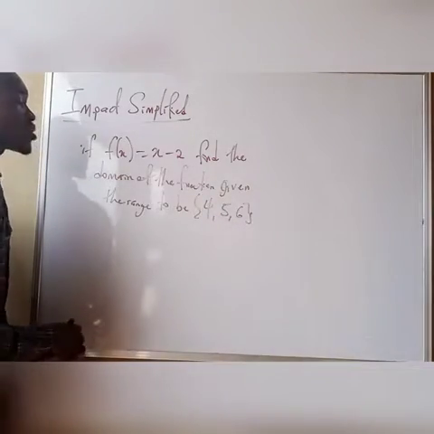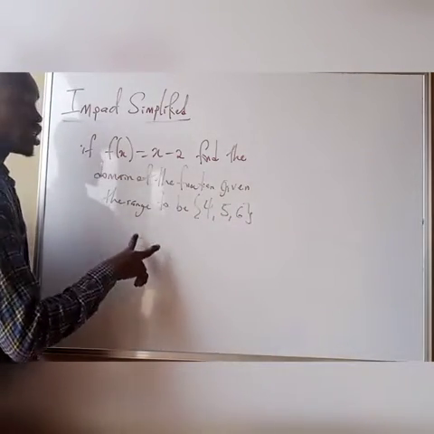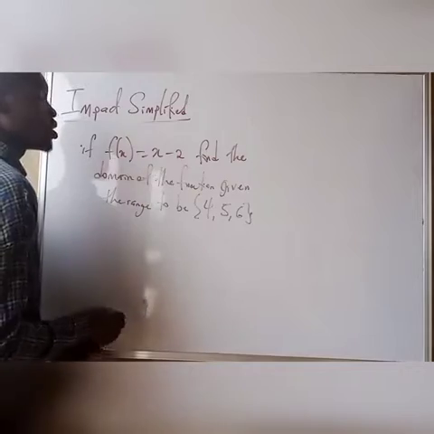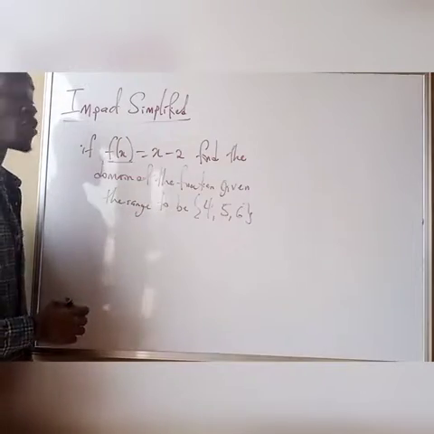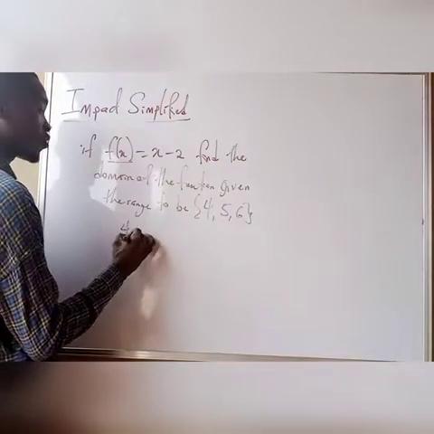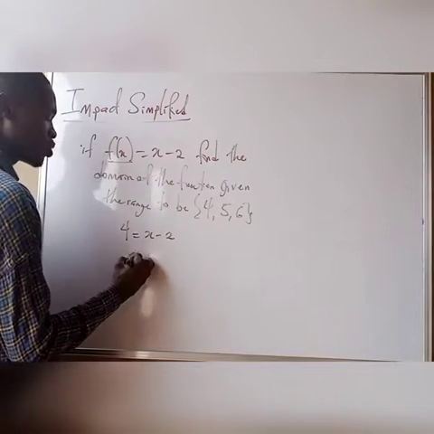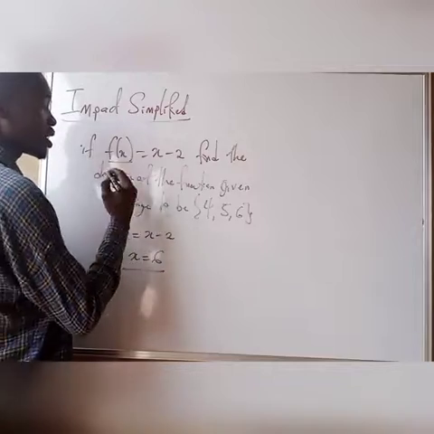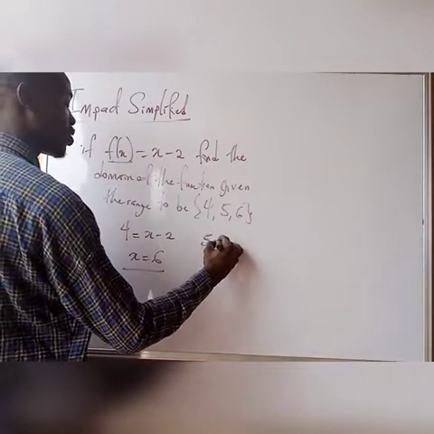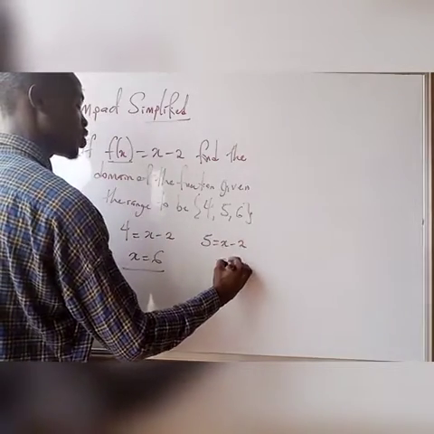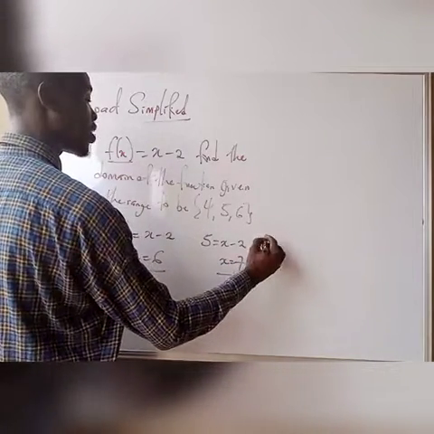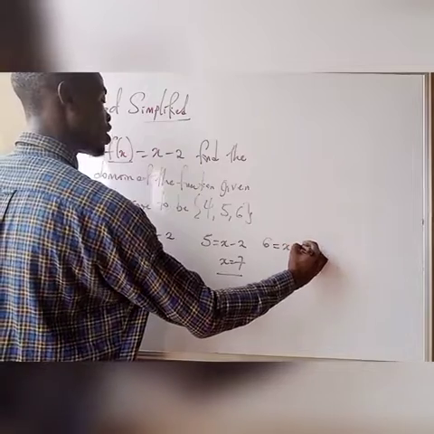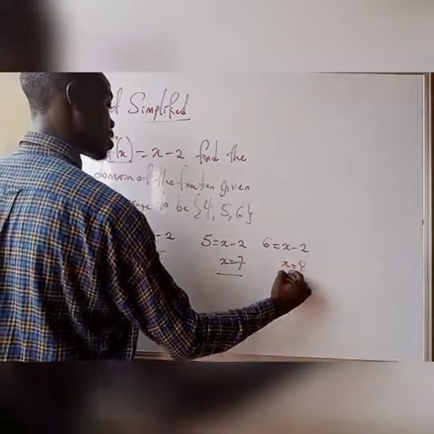So let's look at this. How can we solve? That means our range is the output variable, which is 4, 5, 6. And what is your output variable? Your output variable is f of x. That means if f of x is 4, what will be your input variable? Your x will give us 6. And if f of x is equal to 5, what is your input variable? Your x will give us 7. And if your f of x is 6, what is your input variable? X is equal to 8.